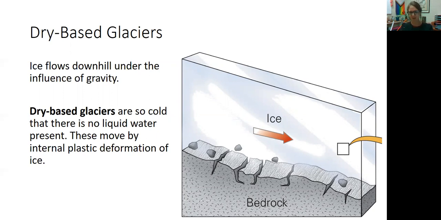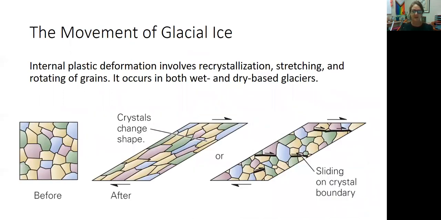The solid ice flows. What I mean by this is that if you start with, think of a square of ice, over time, the top part of that ice is going to be able to flow while the bottom part of that ice is going to be stuck near the rough surface of the sediment beneath, right? And this is what we call internal plastic deformation, right? This is going to involve recrystallization and stretching and rotating of grains, but the ice itself is going to be able to flow. This is the way dry-based glaciers move, but it can also happen in wet-based glaciers.